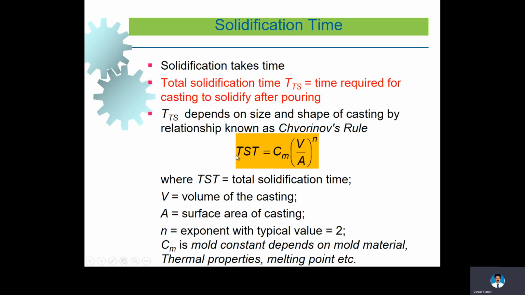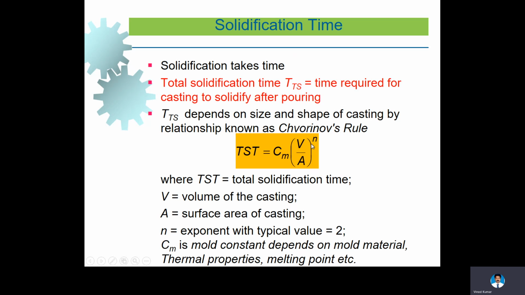So how can it be calculated? TST is equal to Cm times (V over A) raised to n. So V is the volume of the casting, A is the surface area of the casting, n is a constant exponent, normally n is equal to 2, and Cm is a mold constant, which depends on the material, the thermal properties, and the melting point. Using this, we can calculate the total time required for solidification after pouring, which is equal to Cm times volume divided by area, raised to n.